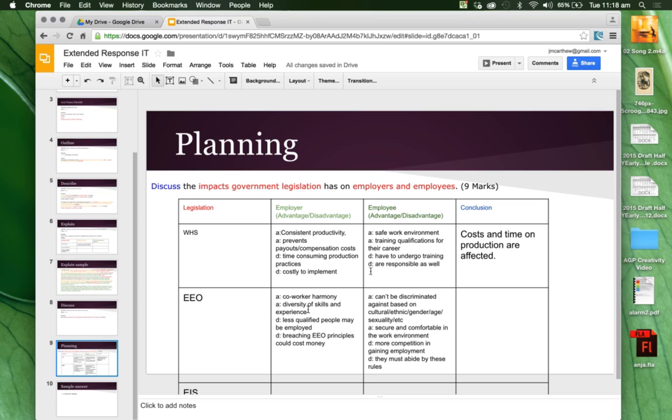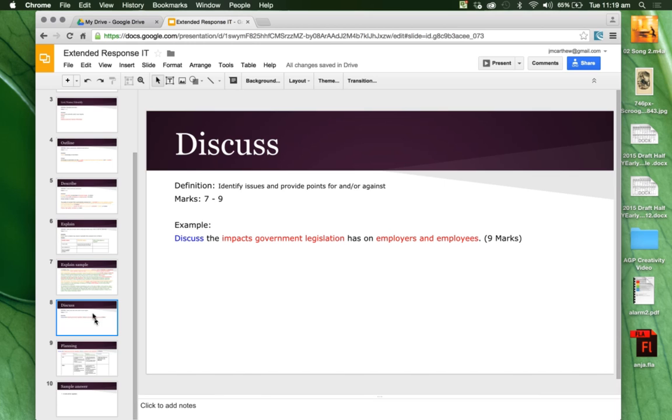So when I go to a marking centre and mark the exam or set up the marking criteria for the exam, we're looking at trying to get these sorts of things in the answers. Okay? So to remind you, a discuss is identify issues and provide points for and or against. And notice it says and or. So you don't have to have against. If you find that you're not getting an against, that's okay.